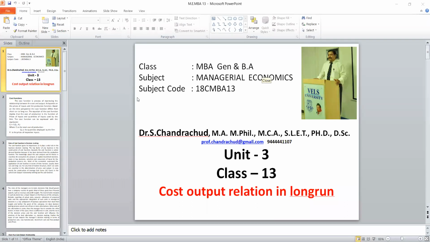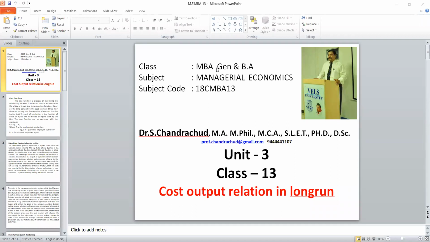Yes, sir. In the last class, we studied the cost output relation in a short run. In this class, let us continue that class, that is cost output relation in a long run. Suppose when they ask the question in your semester end examination, explain cost output relationship without mentioning the time period, you have to write the long run only. Otherwise, they will ask explain cost output relationship in a short run.